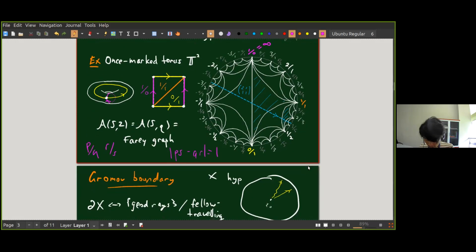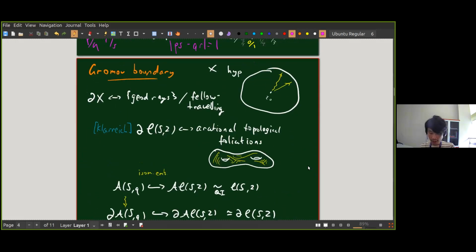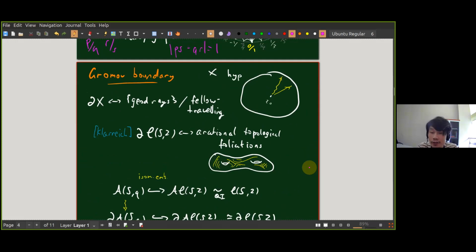Okay, so those are the main objects. The saddle connection graph is the thing I'm interested in. So how is it different from the old objects, the arc graph or the curve graph? Okay, so when we have a Gromov hyperbolic space, it makes sense to talk about its Gromov boundary.